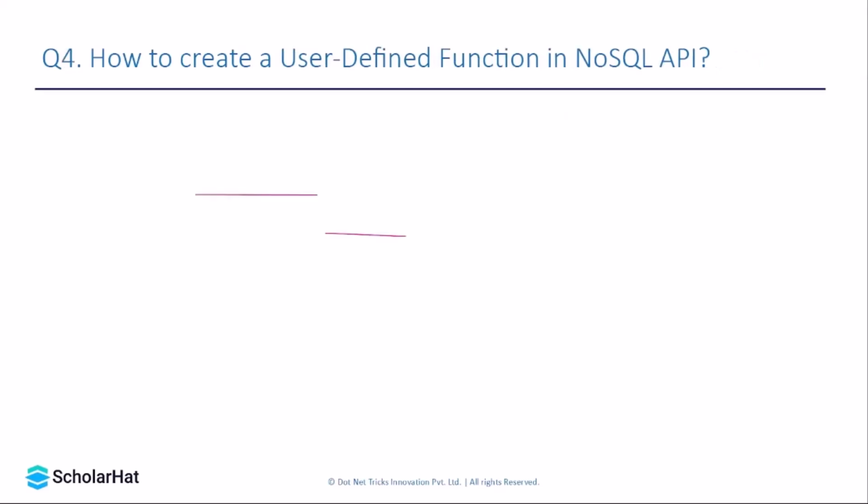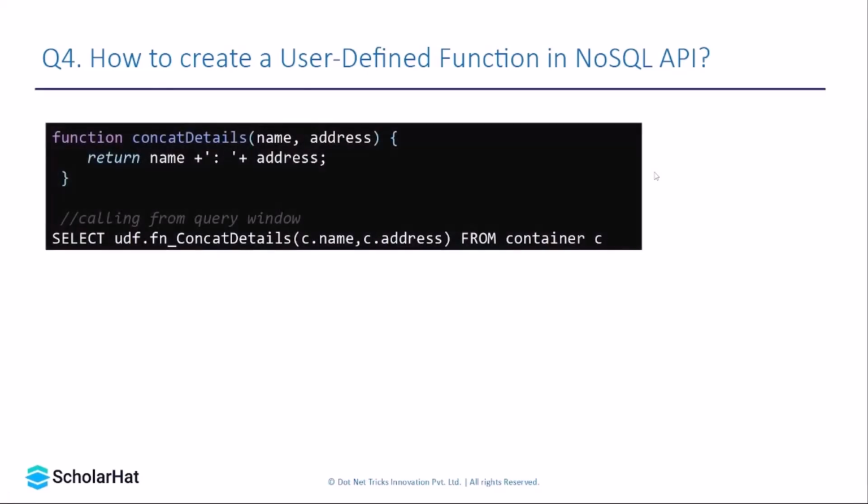Now let's move to our next part, that is how to create a user-defined function in NoSQL API. In order to create a user-defined function, you have to write the function in JavaScript, and then you have to use it this way: select star, select UDF.functionName, and pass the parameter to get the user-defined function value.